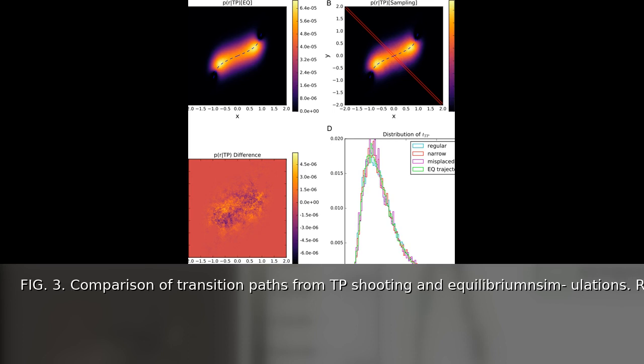This close reproduction of both spatial path distributions and timing statistics across different shooting ranges and barrier heights evidences that TP shooting can accurately replicate the equilibrium ensemble of transition paths.